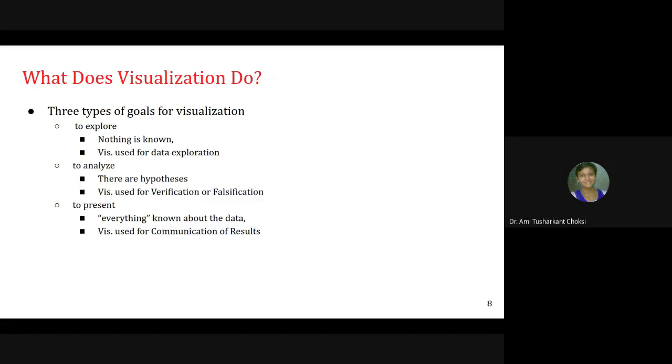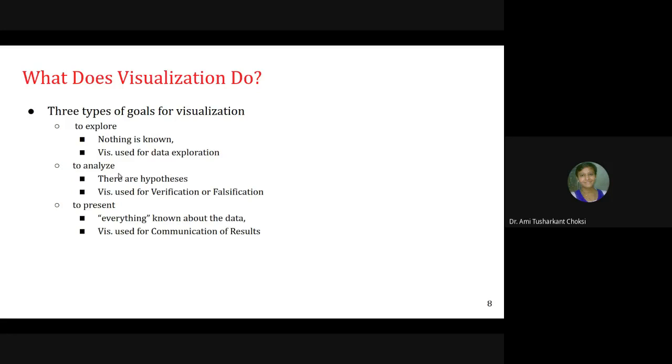That is analyze. Okay, so there are hypotheses, that is always there, isn't it? So what do we do for that? To analyze, what is it useful for? That is used for verification or falsification. I analyzed that 50% of people must have first class. So I need to verify that. From the data I cannot understand, but if visualization is there, we can understand.